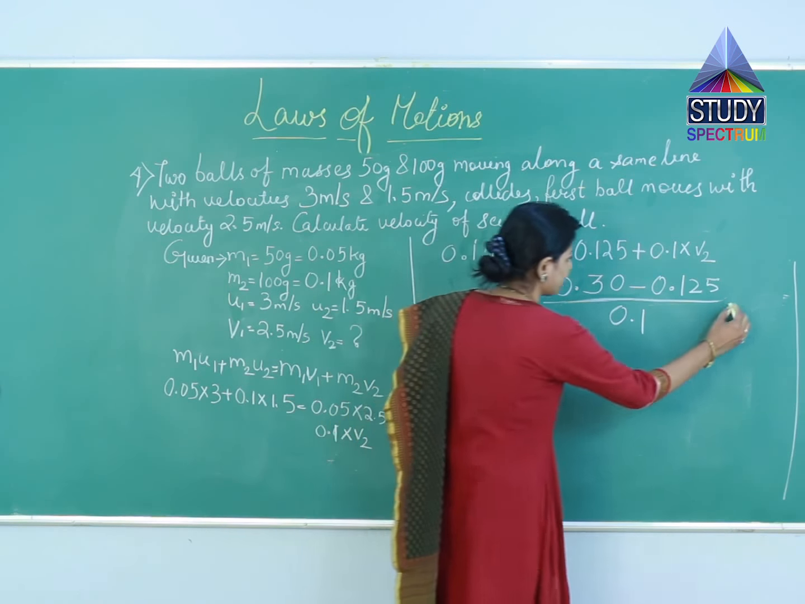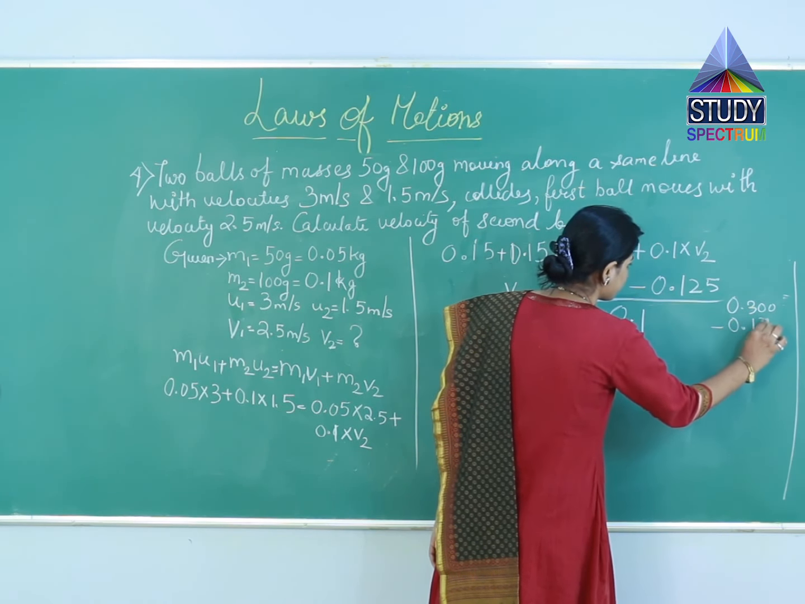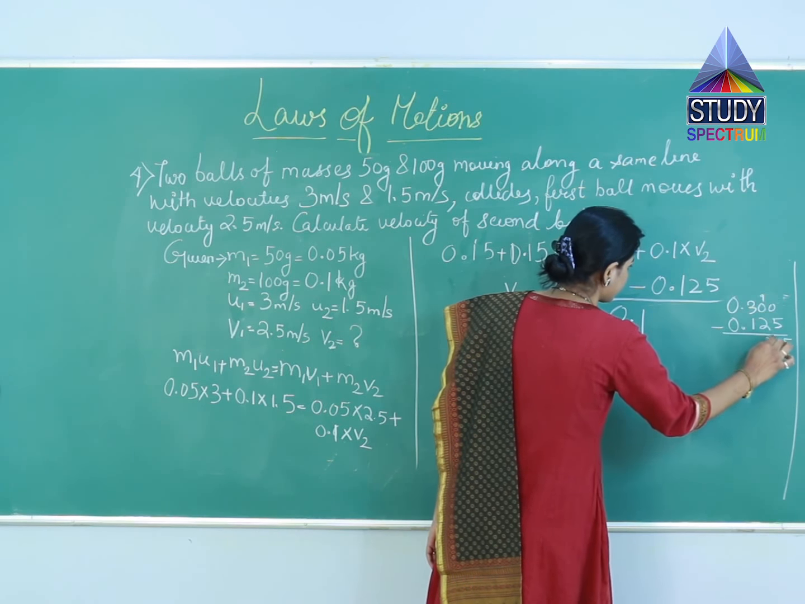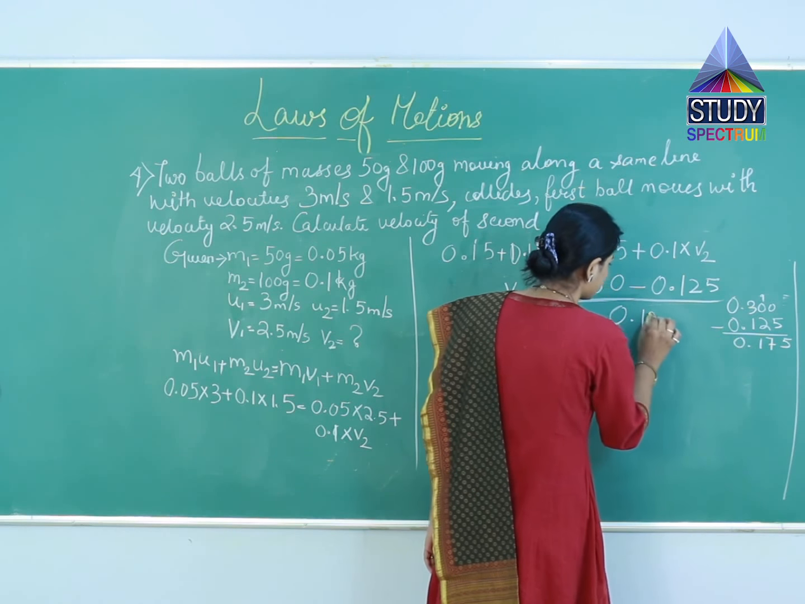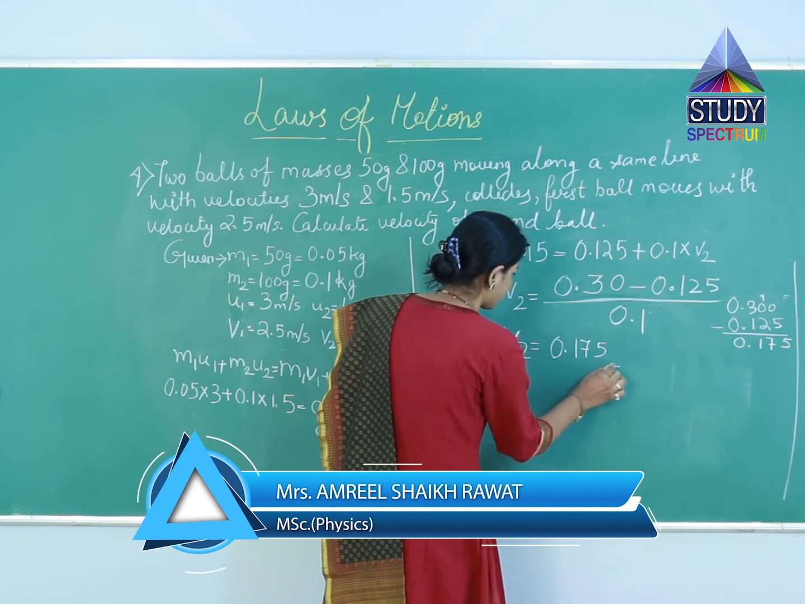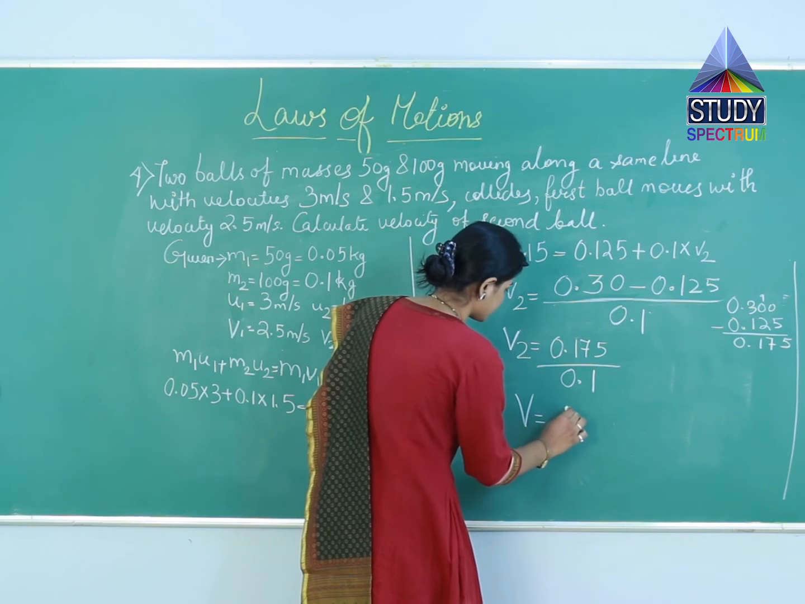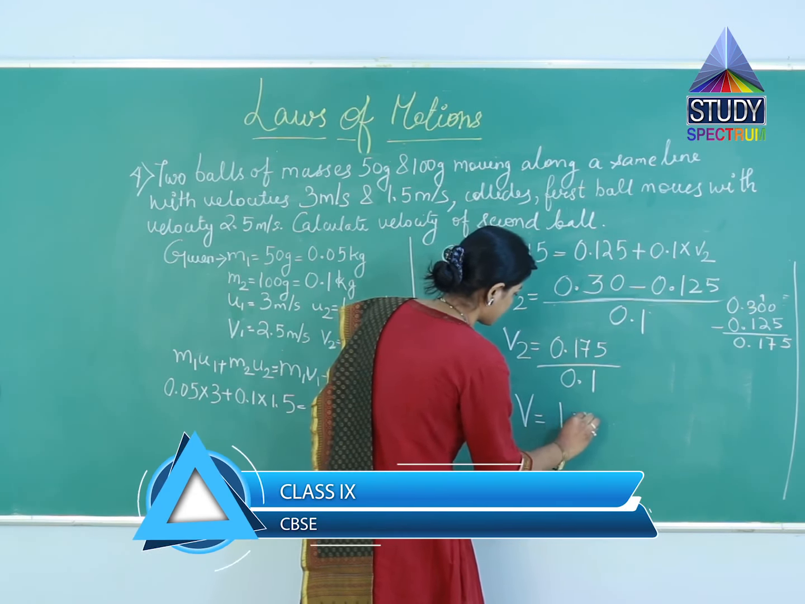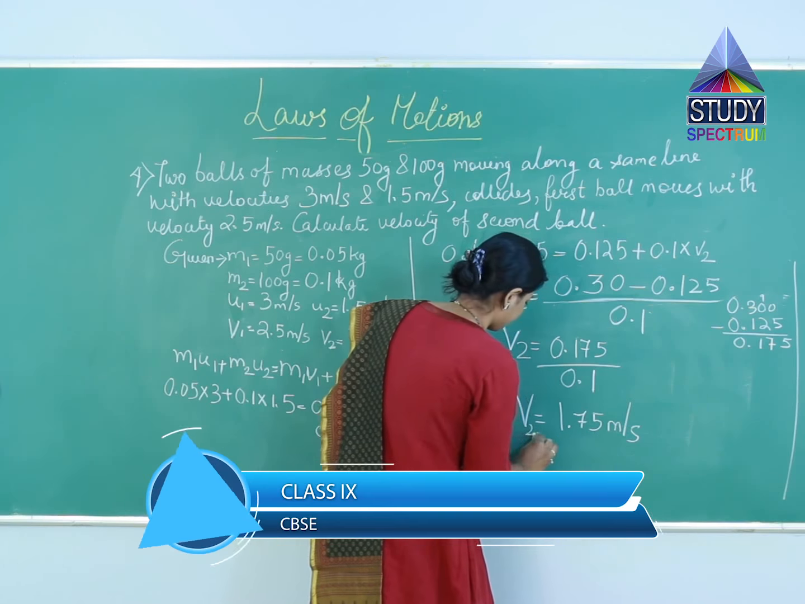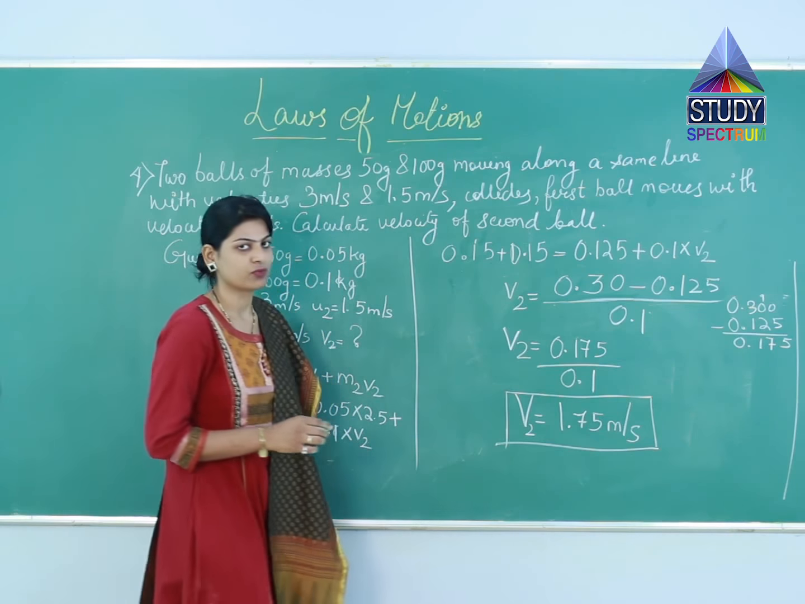So we do the calculations. V2 is equal to 0.300 minus 0.125. We get 0.175 divided by 0.1. So V2 is 1.75 meters per second. This is the velocity with which the second ball starts moving.